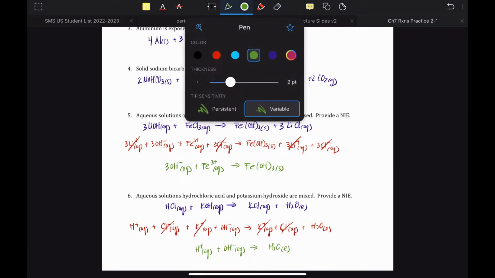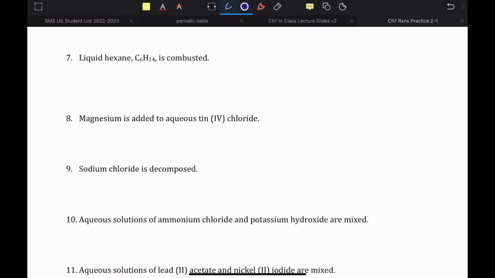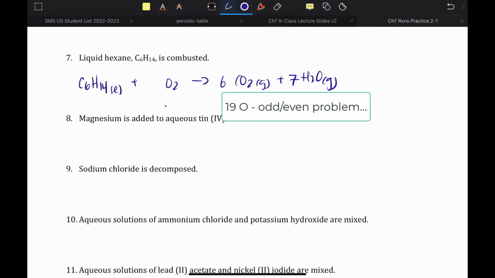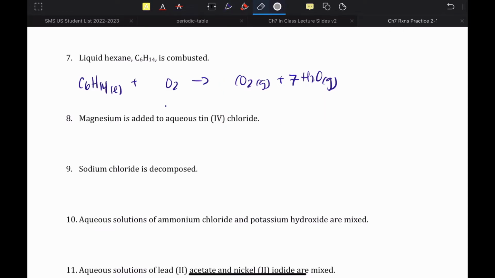All right, next page. Next up, we've got number 7. Liquid hexane is combusted. So that's your clue that whatever it is, it's being reacted with oxygen. And in this case, since it's a CH compound, it produces CO2 and H2O. H2O in gas form, because combustions produce a lot of heat. Then the only trick is in balancing, where we would put a 6 and a 7 to balance the carbons and the hydrogens, and realize, odds and evens.